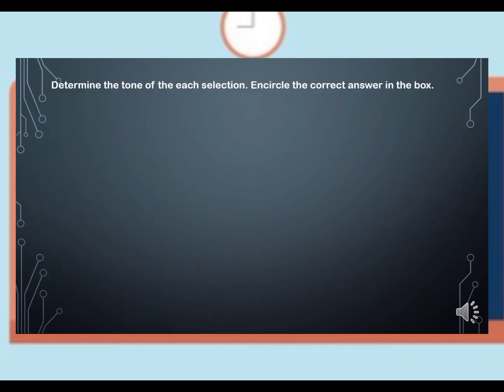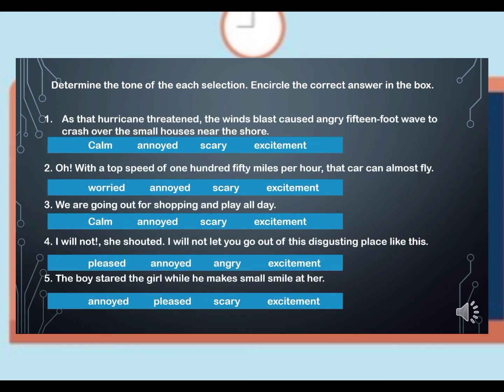Having all those discussion parts, it's now your time to answer an activity. Determine the tone of each selection and circle the correct answer in the box. I will just give you a few seconds to answer it, and if you need more time, you may pause this video. Time's up. Time to check your work.